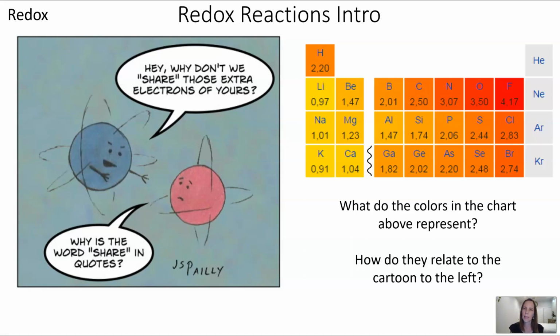All right, so how does this relate to this cartoon? Well, electronegativity, if you remember from Unit 1, determines bonding. If you have two atoms with slightly different electronegativity values, they'll form a covalent bond where they'll share those electrons. But if they're not sharing it equally, one of the atoms is sort of hogging those electrons, and that's due to its higher electronegativity value, so that would be a polar bond.